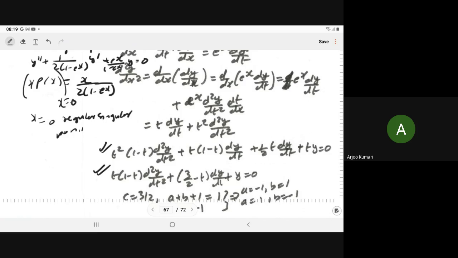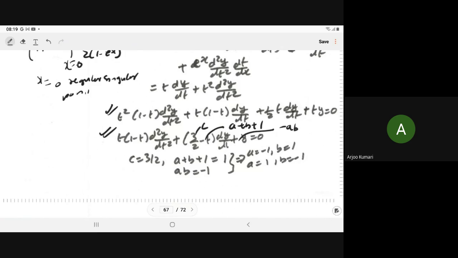So from here, this is the c, this is the a plus b plus 1. a plus b plus 1 is equal to 1, and here we have the minus of ab, so minus of ab is equal to 1. So from here, minus of ab is equal to 1 and a plus b plus 1 is equal to 1. So from here you will get a is equal to minus 1, b is equal to 1 and c is equal to 3 by 2.